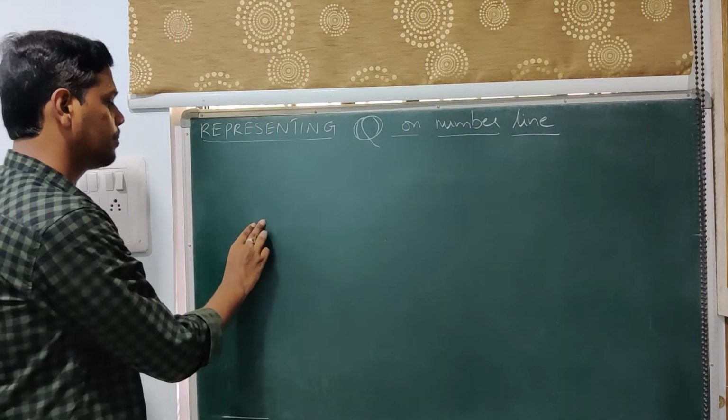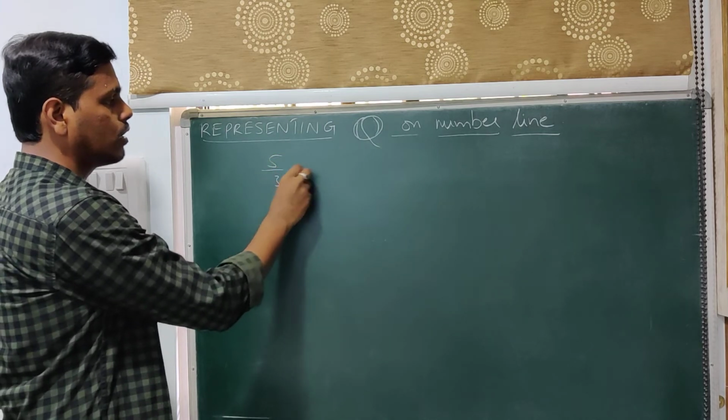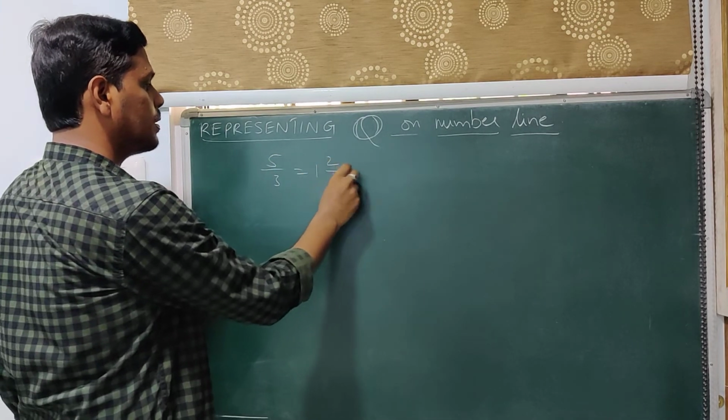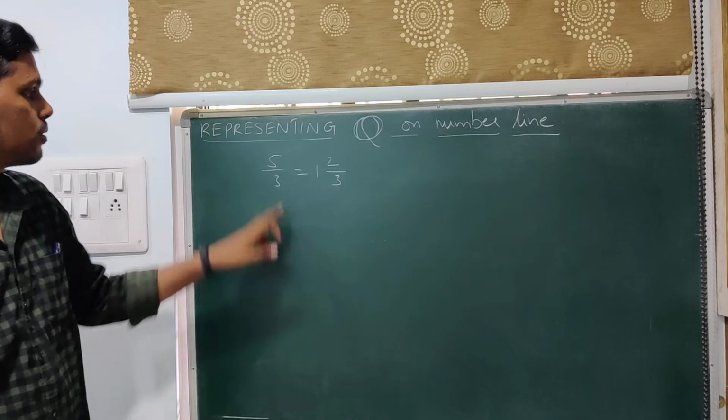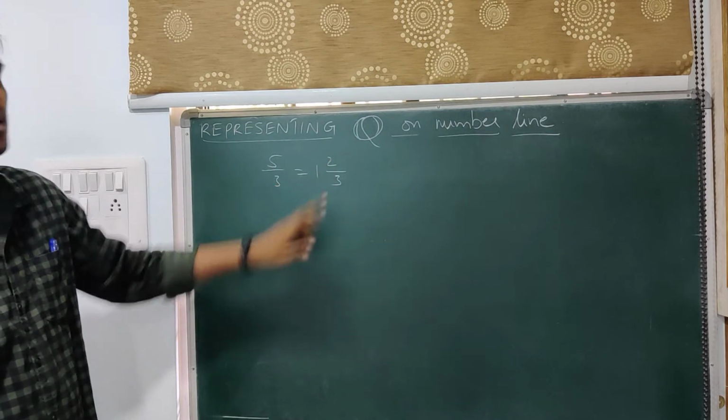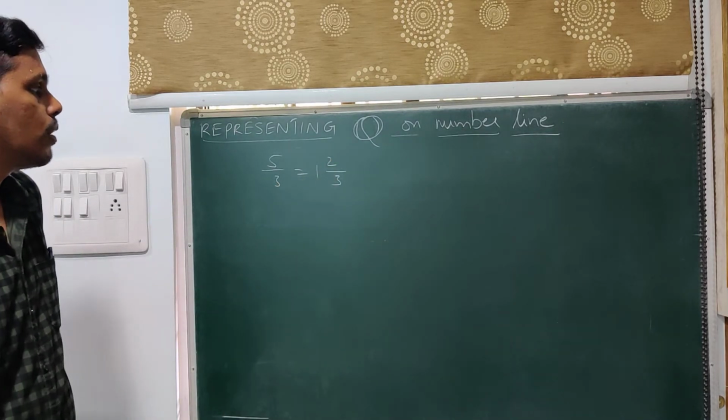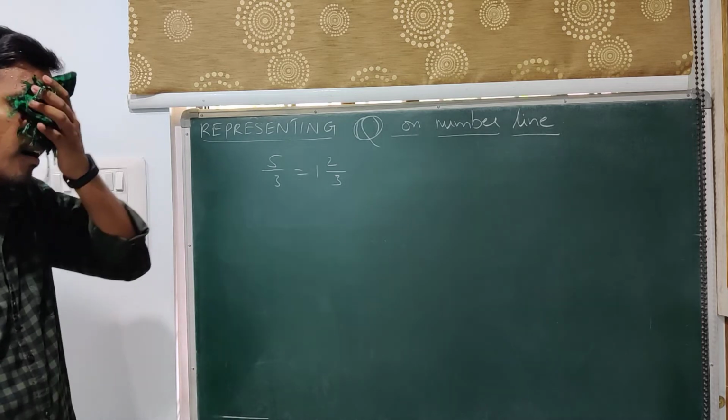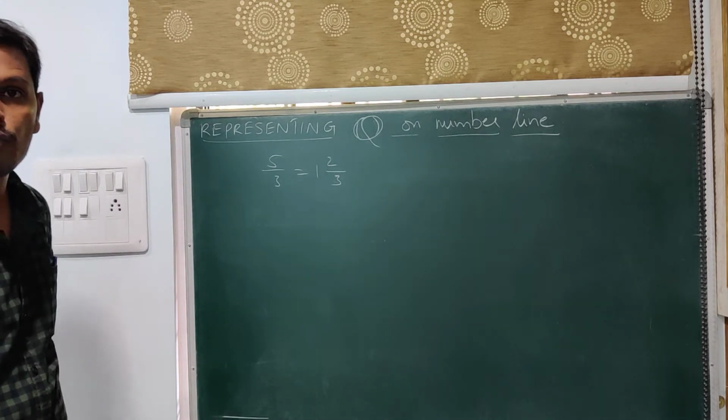Suppose, say, 5 by 3. 5 by 3 is the same as 1 2 by 3. 3 1s are 3, 3 plus 2 is 5. So this tells you that 5 by 3 lies between 1 and 2.